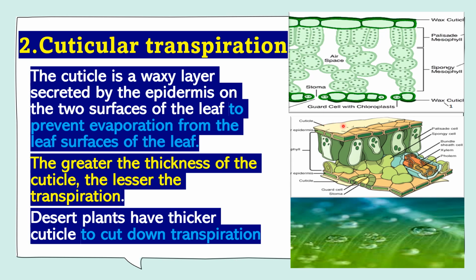You can see here, this is cuticular layer. This is secreted by the epidermis on the two surfaces of the leaf. Here you can see this is the lower epidermis, this is upper epidermis. On both the surfaces of the leaf, a waxy coating is there. What is the function of this waxy coating? To prevent evaporation from the surfaces of the leaf.